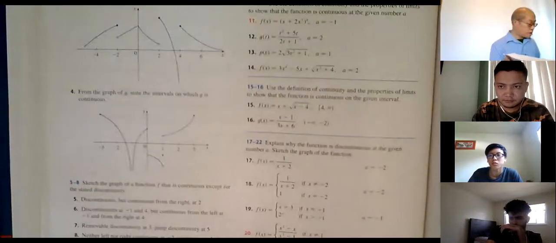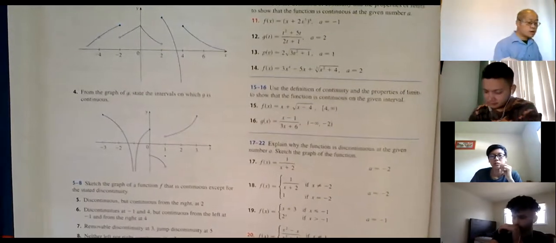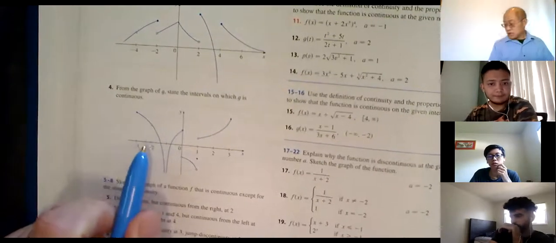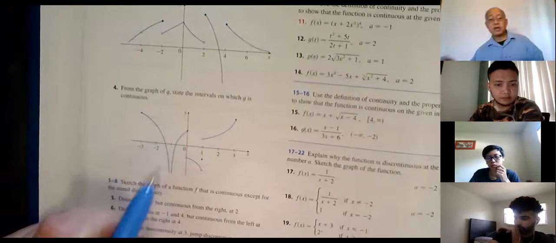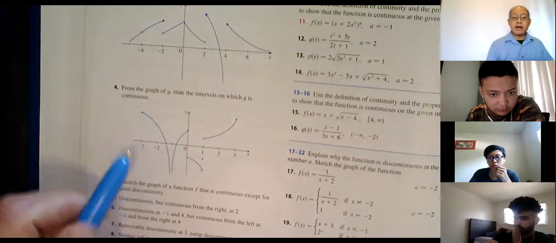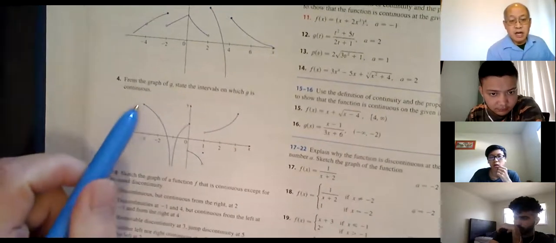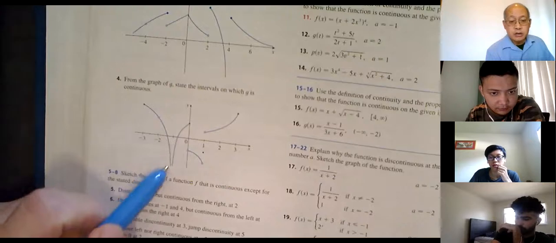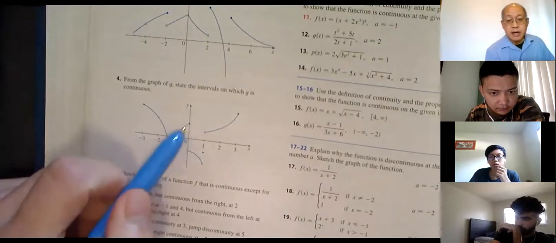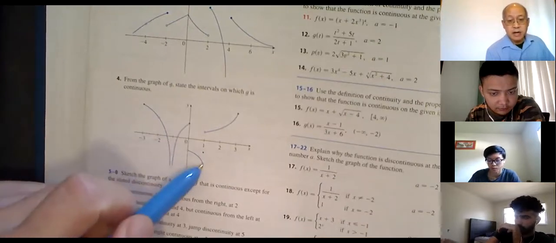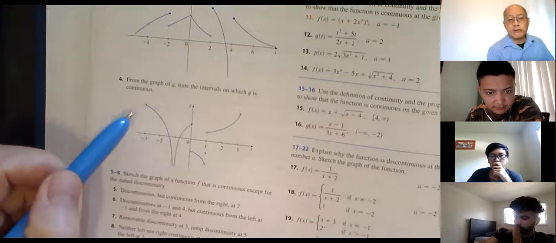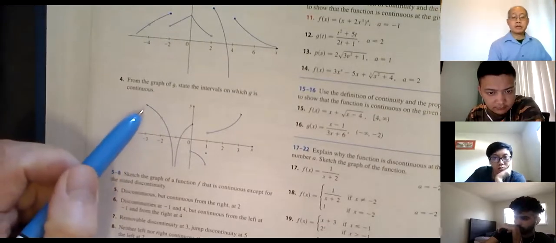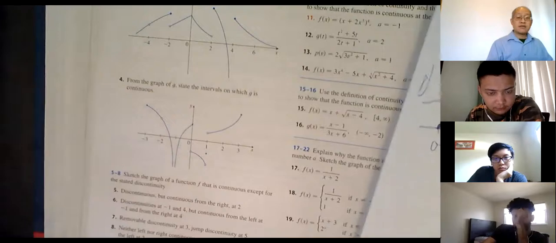Okay, so let's look at question number 4 now. From the graph of G, state the intervals on which G is continuous. Okay, so there's a lot of breaks there, and it might be kind of hard to see, but it goes like this. There's an open circle at -2. It shoots down there, shoots there, and it jumps down here, and a jump over here. Okay, so wherever you have a jump, wherever you have to lift up your pencil from the paper, it's not continuous. Okay, so I've got the answer here.